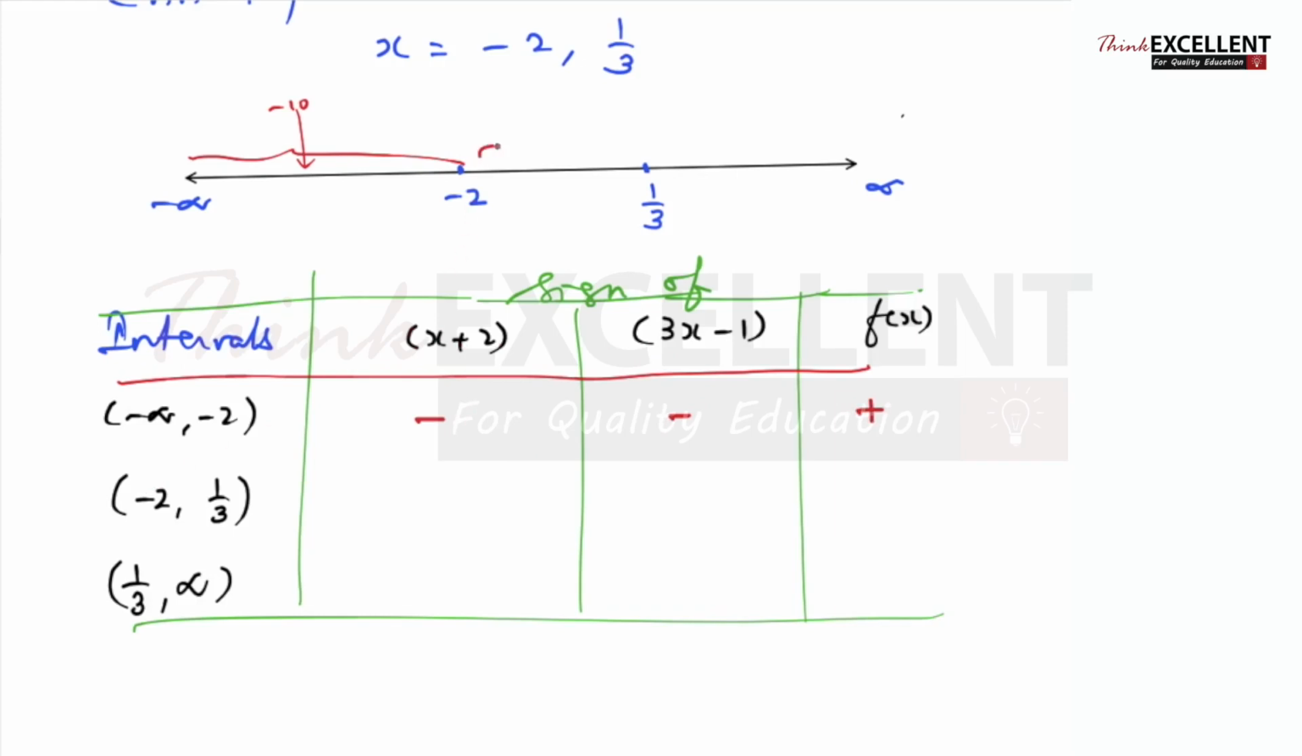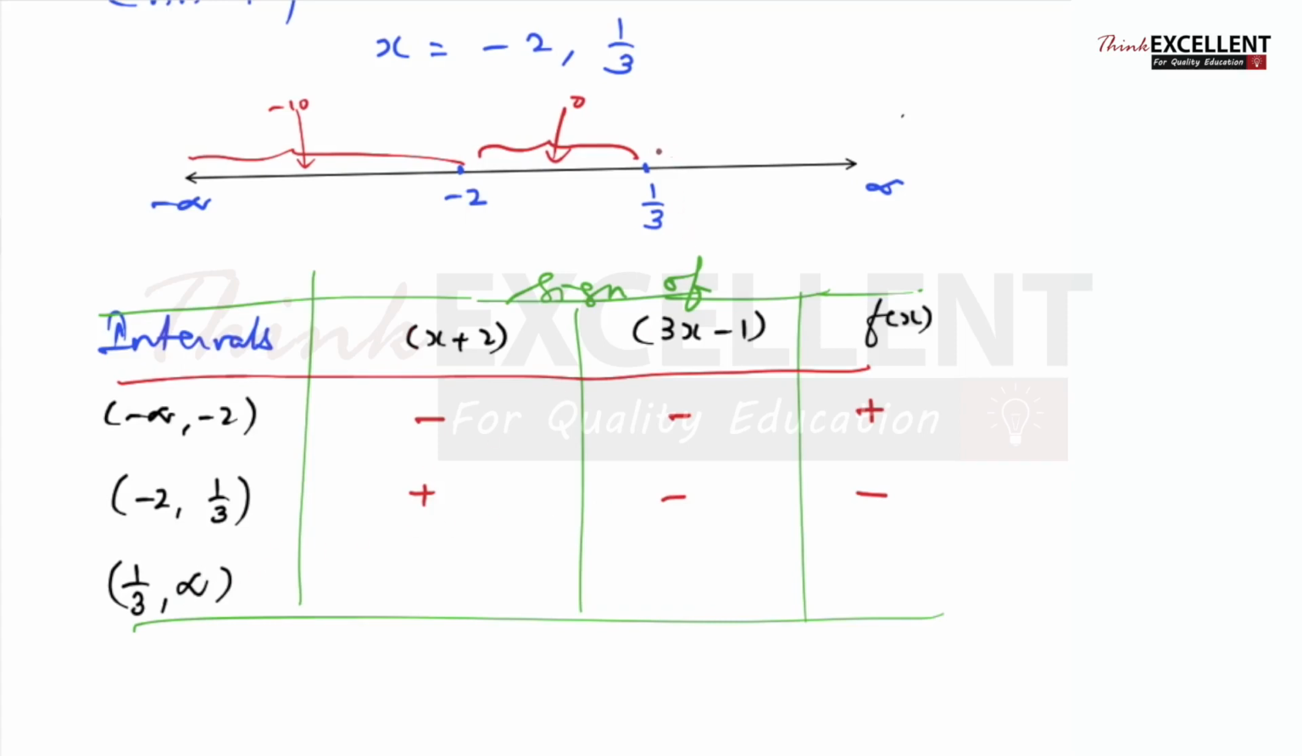Now take the second interval, minus 2 to 1 by 3. Can you take some number in between? Lot of numbers are there, right? Minus 1 is there, 0 is there, some decimals are there, right? Your familiar number, you take 0. Easy to calculate, right? So in this interval, I am taking number 0. Substitute in x plus 2: for x you put 0, you get 2, positive. The second factor, for x you put 0, 2 into 0, 0, minus 1, negative. Product, positive into negative, your answer is negative.